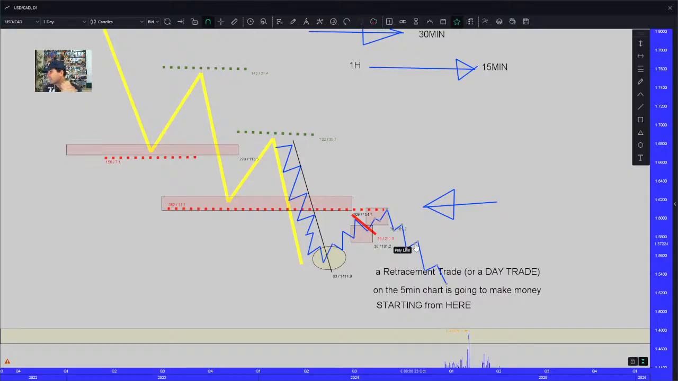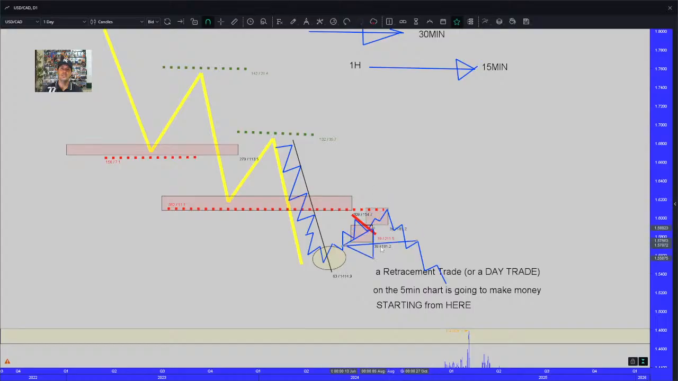Because the resistance is the ceiling, exactly. Okay, everybody? So if you are going to day trade, or intraday trade, or retracement trade, you must enter down in here. This pattern is called the crown. It's going to make a hard high. This is your entry to buy.